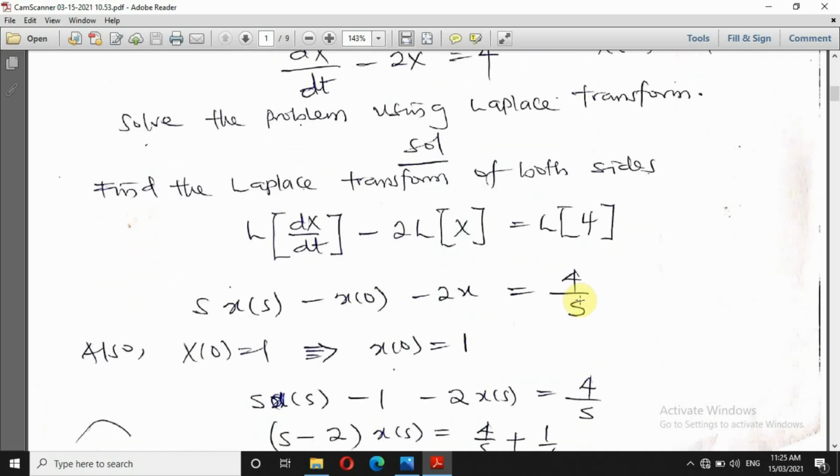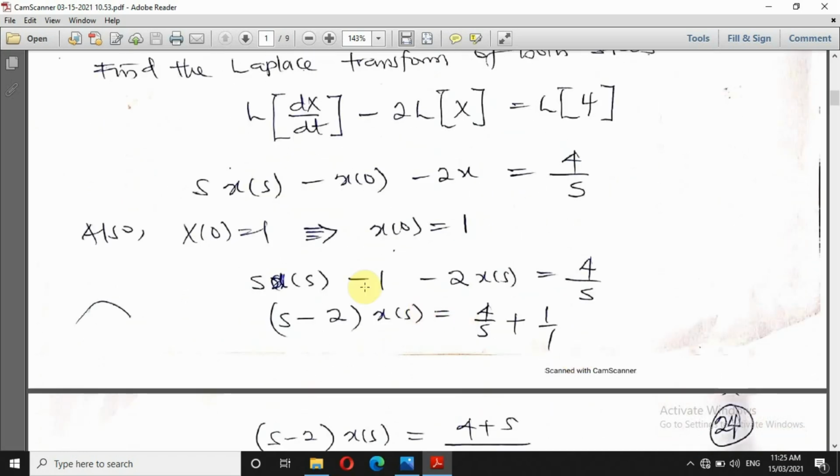So that's all. Now the next thing is for us to group. Look at the condition. The condition we have in the problem is x of 0 is 1. So we are going to replace this one, which I'm circling here, with x of 0 is 1. By the time you change this to 1, you now have s X of s, then minus 1, then minus 2 X of s. I've changed this x to X of s so that I can say clearly that it's actually depending on s. So it equals 4 over s.